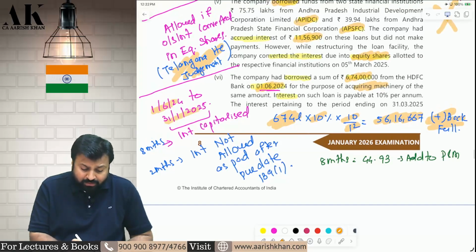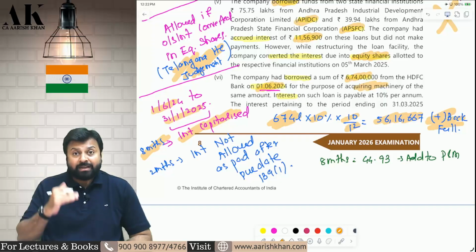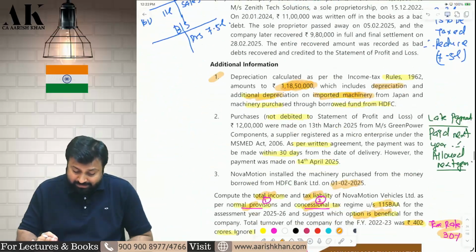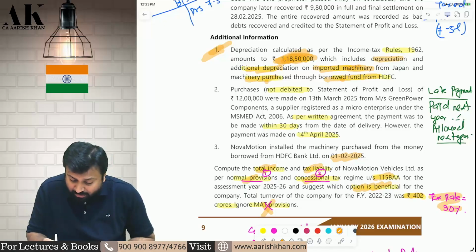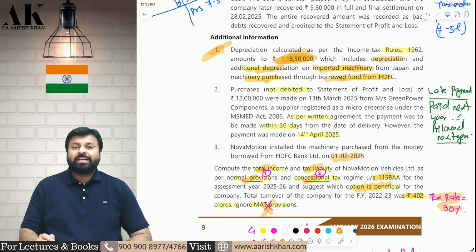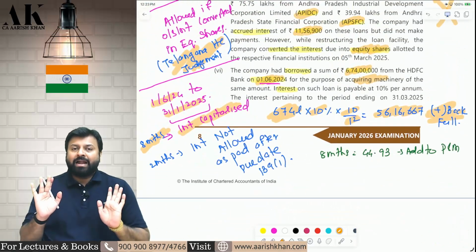From 1st June to 31st January, that is 8-month interest, will be added to the asset, and you will claim depreciation and additional depreciation. Again, don't take it separately while computing the normal regime, because this is already included in the 1 crore 18 lakh. Machinery purchased through borrowing from HDFC, this additional and normal depreciation is also included. So what is the only treatment that you will give over here? You will add back.